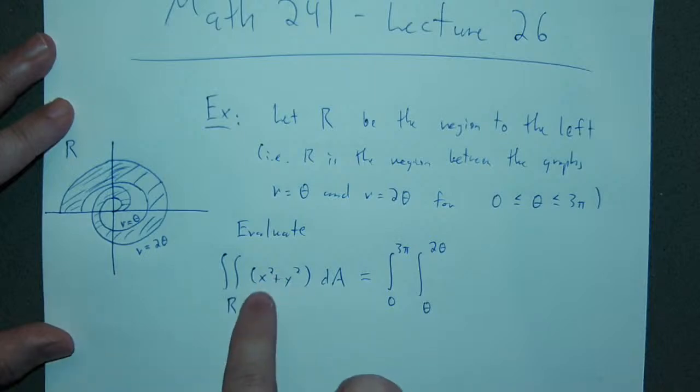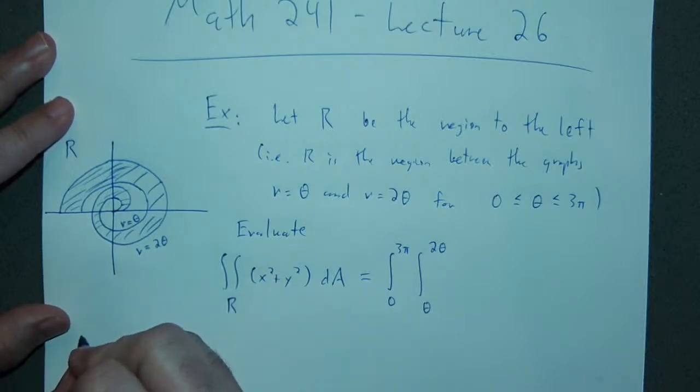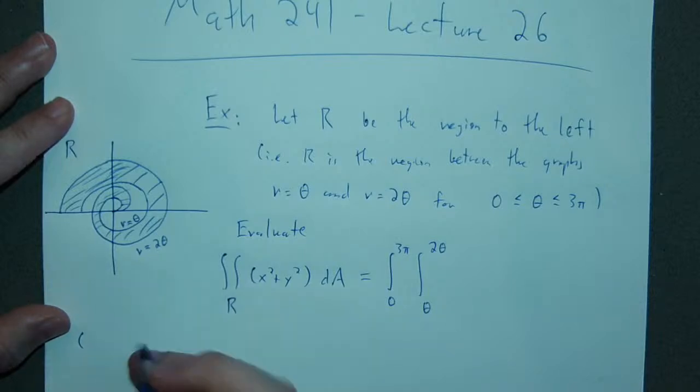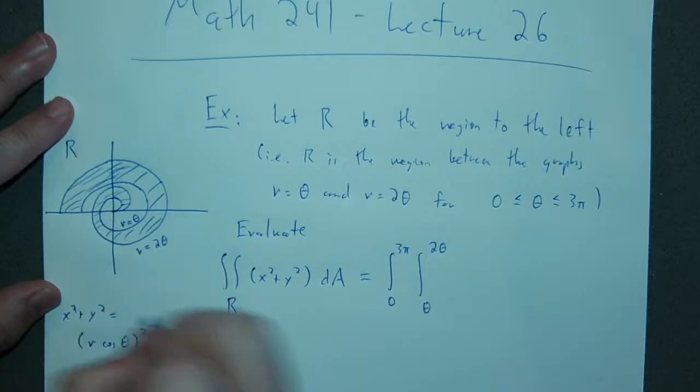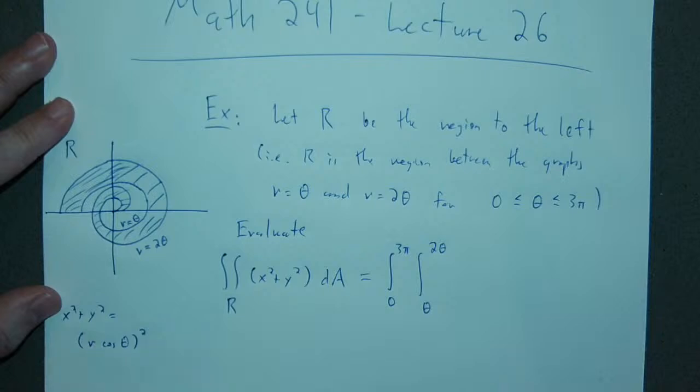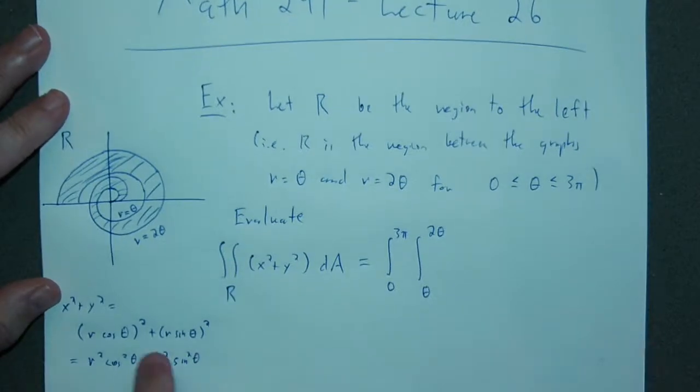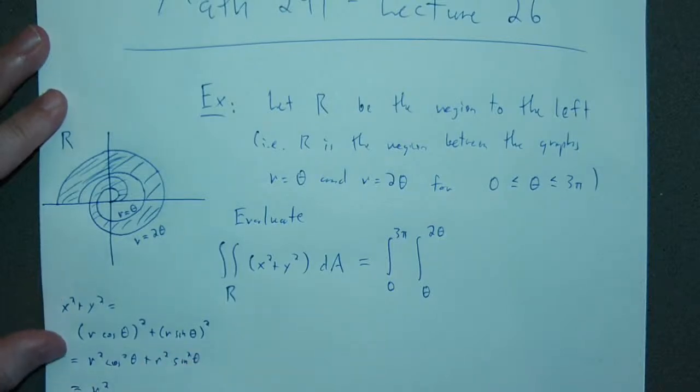If I plugged this in, you would note that x is equal to r cosine theta, right? So this is r cosine theta squared. That's x squared plus y squared. I'm doing this integrand on the side here. This is r cosine theta squared plus r sine theta squared, which is r squared cosine squared theta plus r squared sine squared theta. I can factor out an r squared, and I have cosine squared theta plus sine squared theta. By the Pythagorean identity, that's just 1, so this is equal to r squared. Now, you can do it that way.